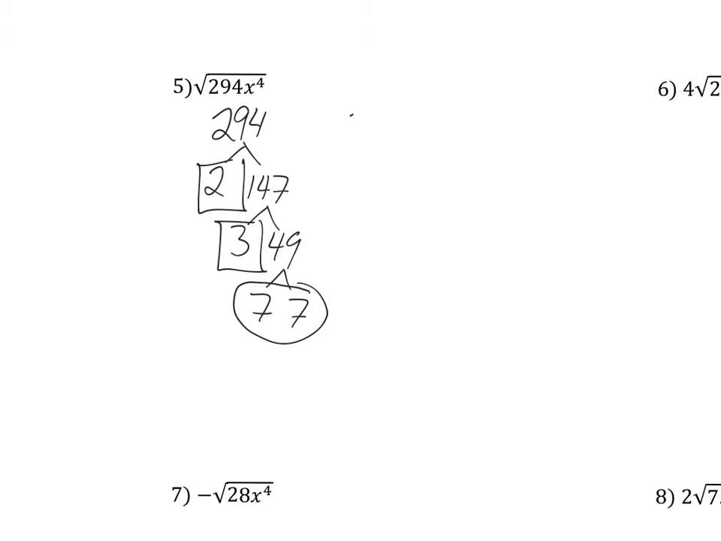Now my x's, I have 4 of them, so 1, 2, 3, 4. I'm going to put a circle around one pair of x's, a circle around the other pair of x's. So my final answer should be 7x squared radical 2 times 3 is 6.